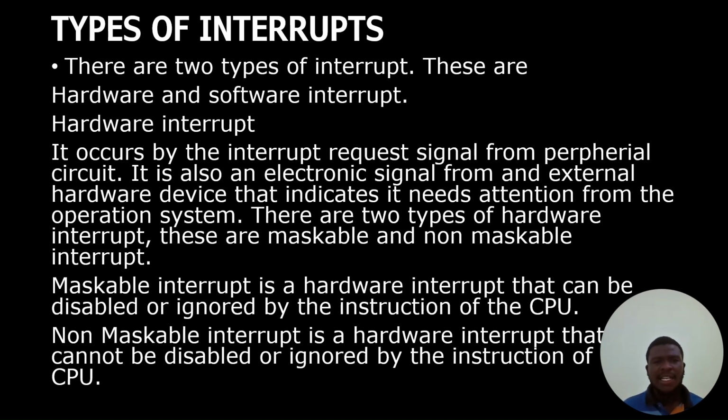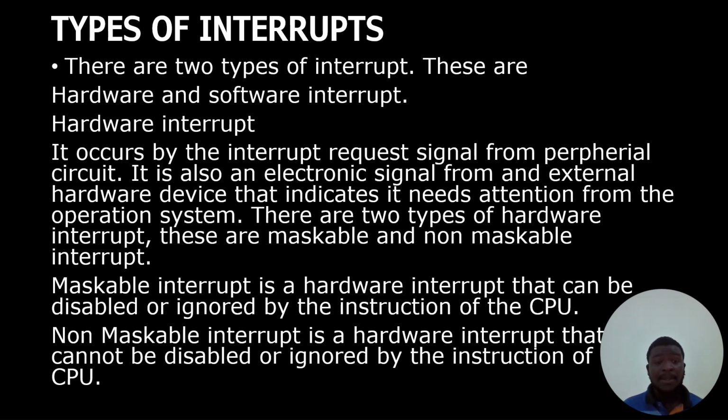A hardware interrupt occurs by the interrupt request signal from a peripheral circuit. It is also an electronic signal from an external hardware device that indicates it needs attention from the operating system. This could be a keyboard, a mouse, a joystick, or any other peripheral device attached to the computer which will cause an interrupt. And there are two types of hardware interrupts. These are maskable and non-maskable interrupts.